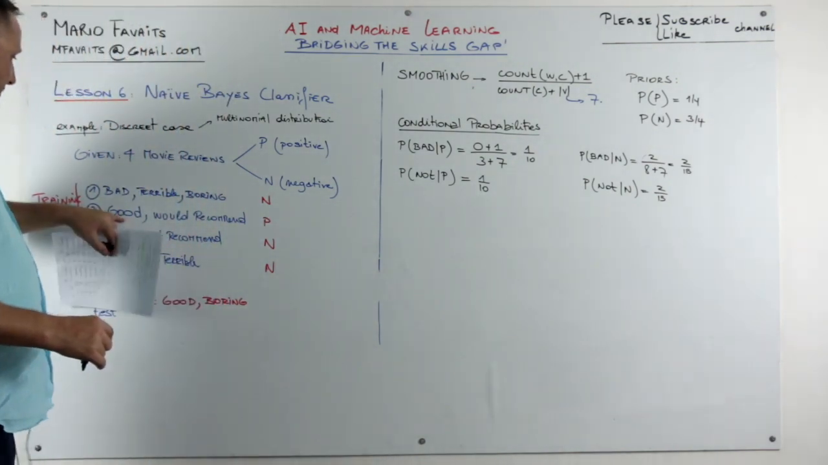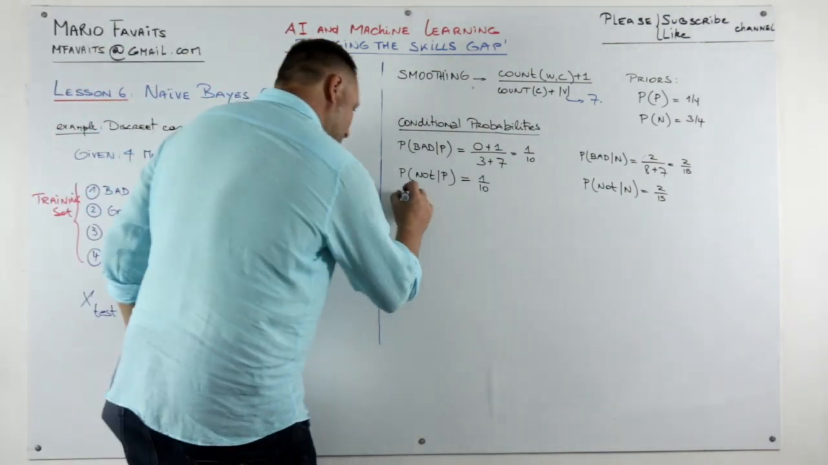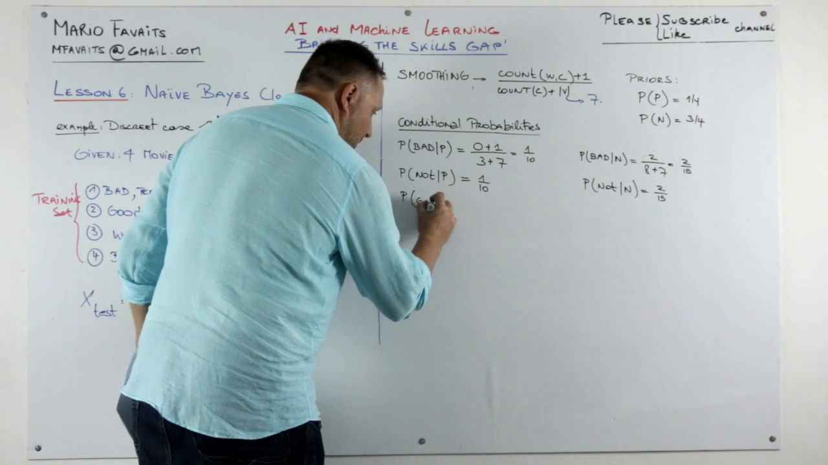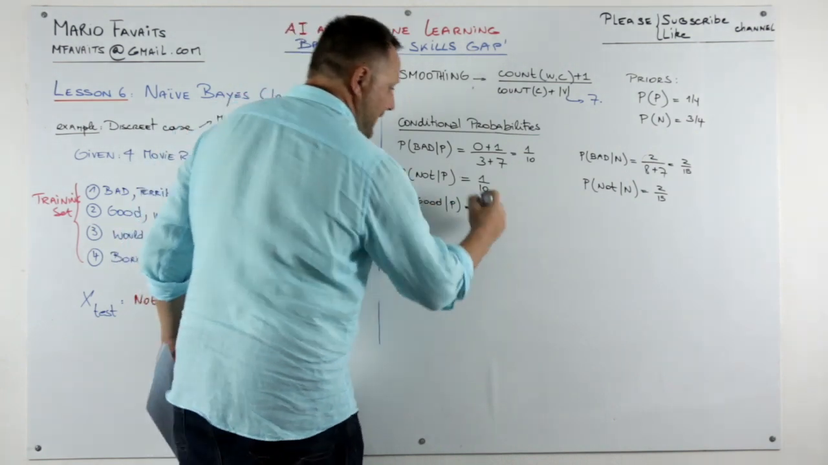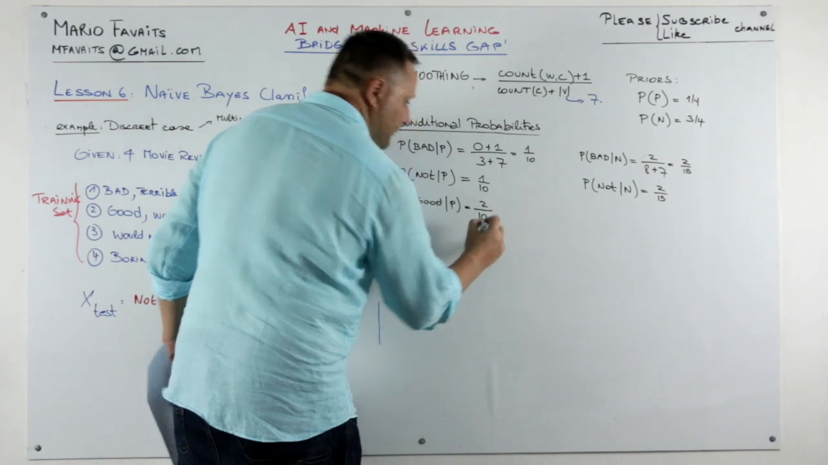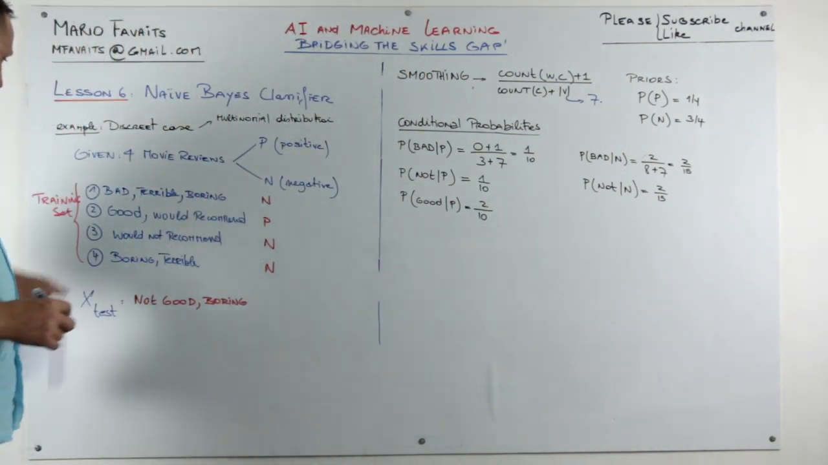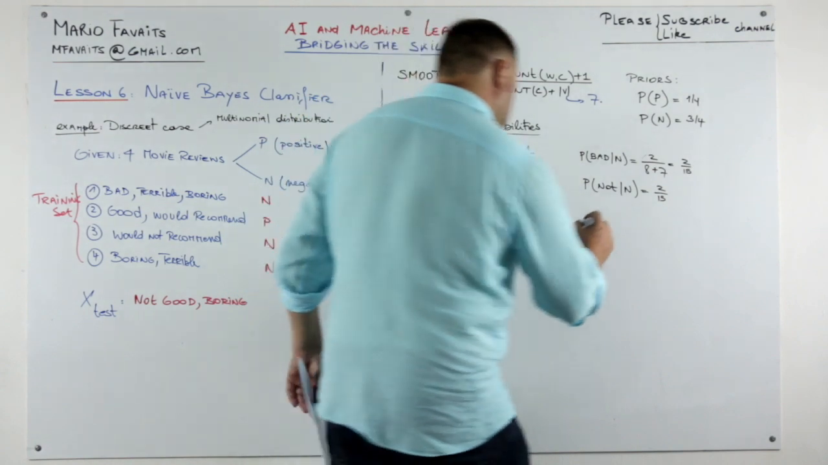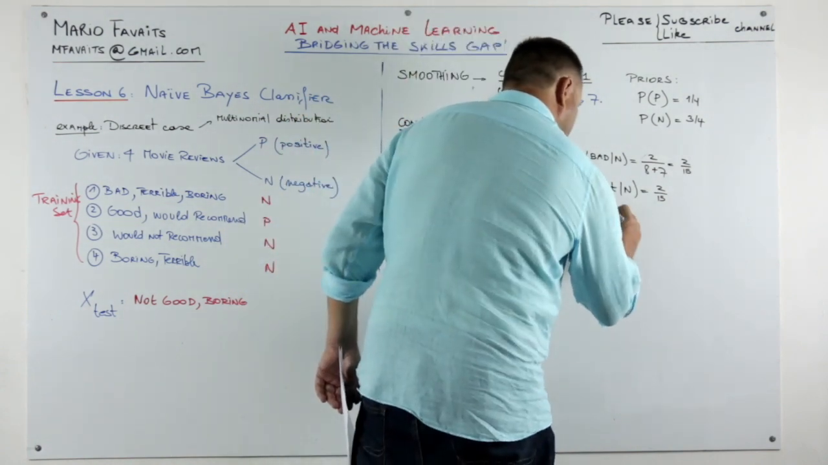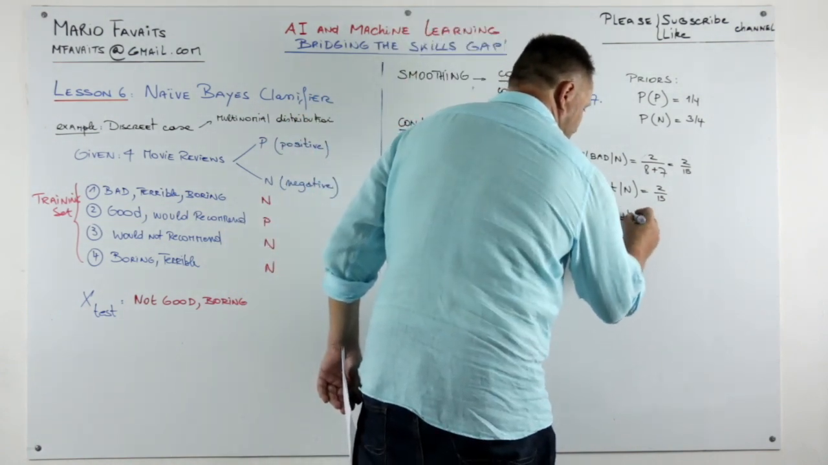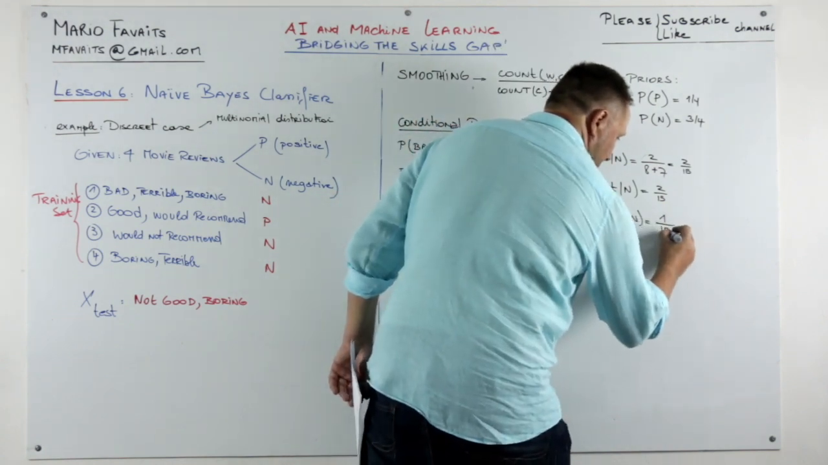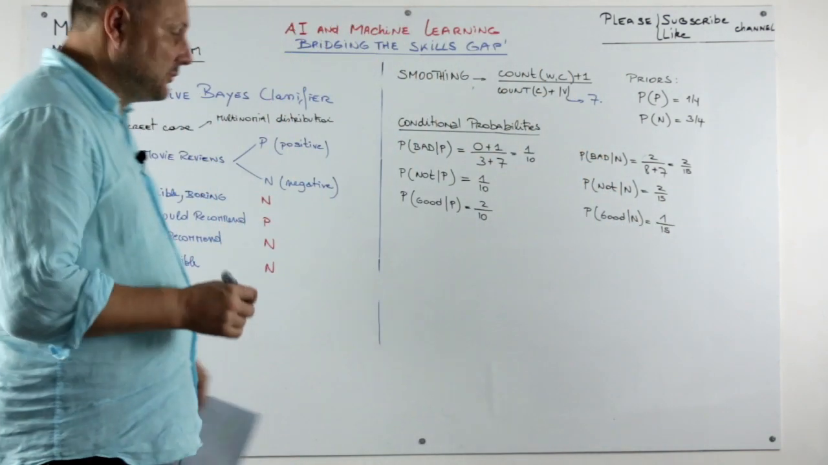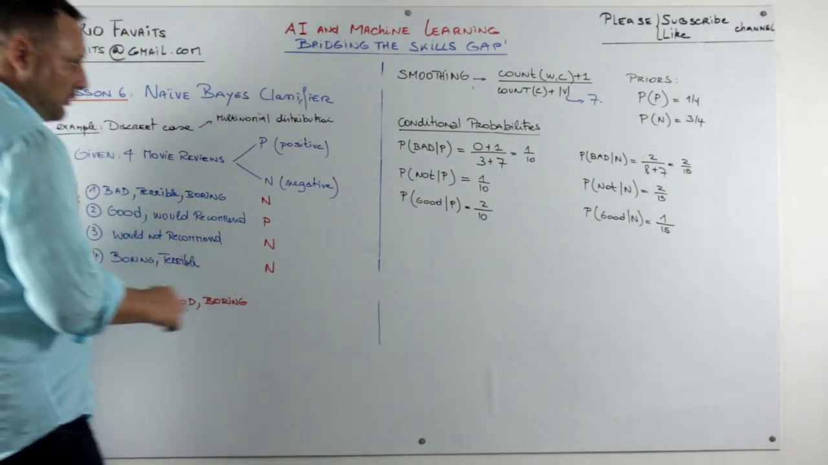Then "good". In the positive review, I have 1. The probability of good in a positive review, I have 1, so I add 1 for smoothing, it's 2 out of 10. Good in the negative is 0. Good in the negative is 0. That means 1 out of 15, because of smoothing.